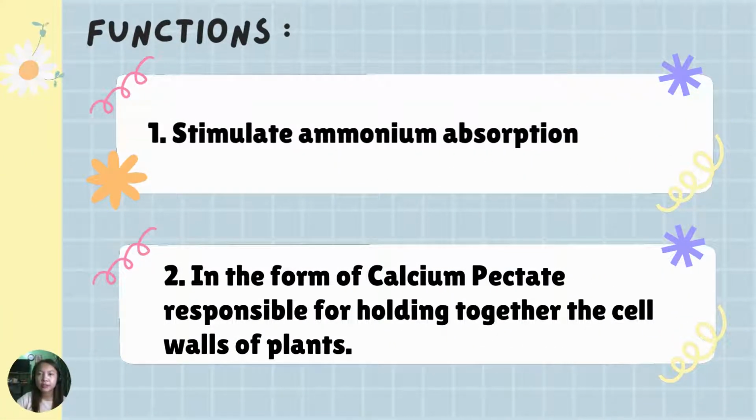Okay, so the function of calcium is to stimulate ammonium absorption and, in the form of calcium pectate, to hold together the cell walls of plants. When we say calcium pectate, it means calcium combined with pectin, the glue or fiber present in fruits and plants that holds plant cells together. The calcium pectate is a salt that helps keep the cell walls sturdy and rigid. So it makes the plant rigid or strong.